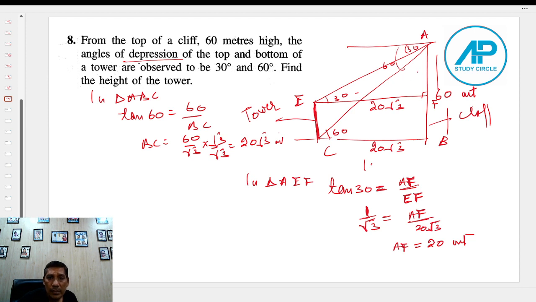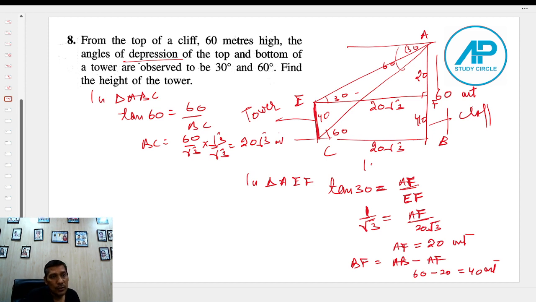So AF is 20, that means BF is 40, that means the tower EC is also 40, because I need to find the value of BF. BF is AB minus AF, that is 60 minus 20 gives me 40 meters, and so EC is also equal to 40 meters. That's how your questions go in this question.